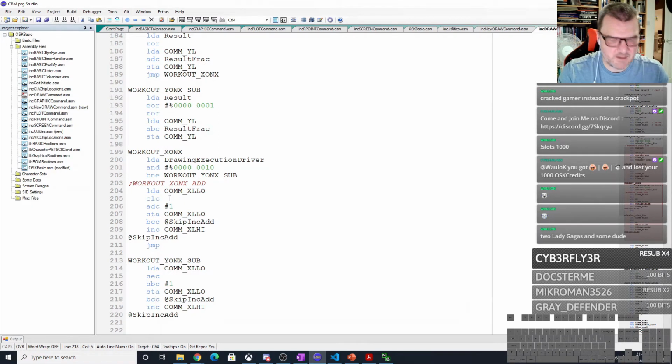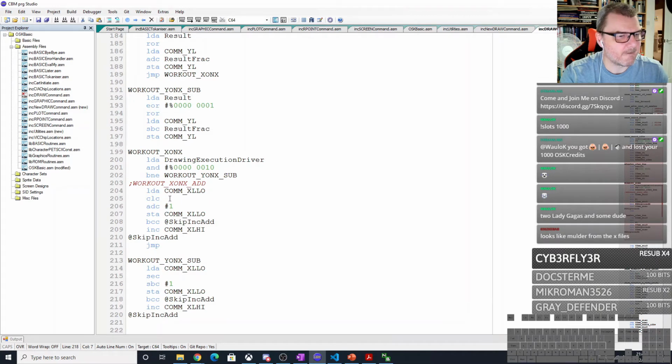So if the carry is set, no, it's clear. So if the carry is clear, now if the carry is set, that means we didn't take a carry. That's all right. Yep. And then we decrement this.